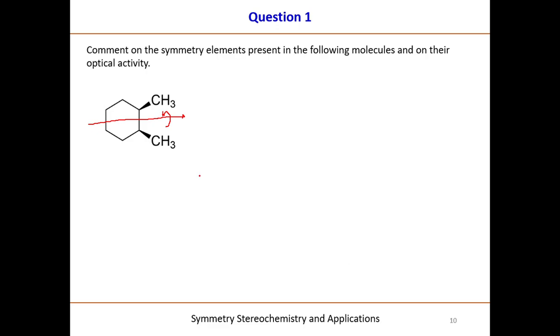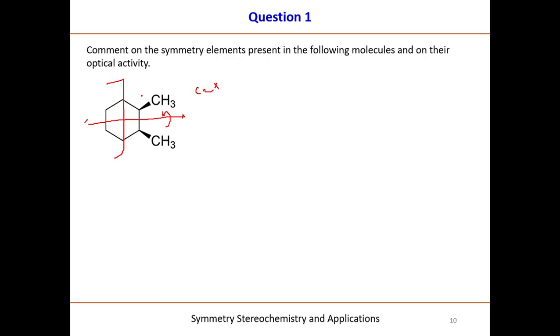So here we have them on the front side. So this is not possible for this molecule because we will not get the indistinguishable image of the molecule. That means the axis of rotation is absent. C2 is absent here. You can pass through other carbons also and you can cross check by yourself. It's absent. So C2 axis is absent.